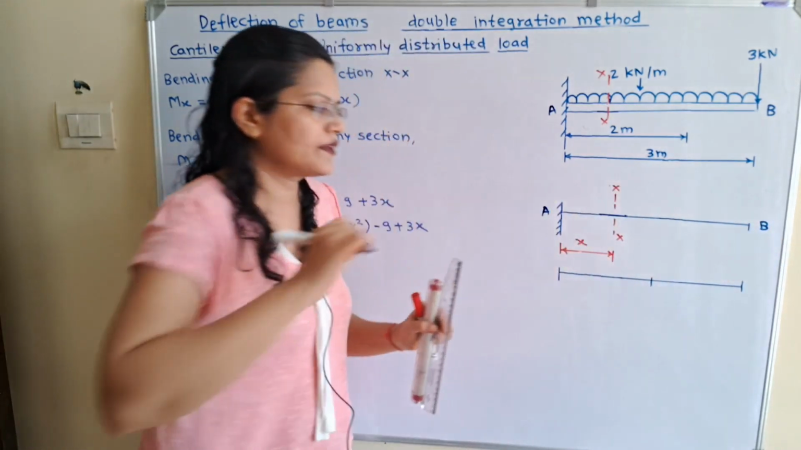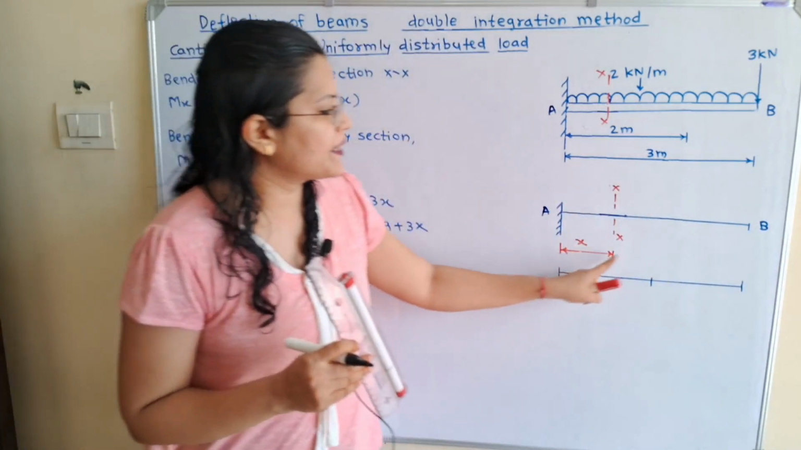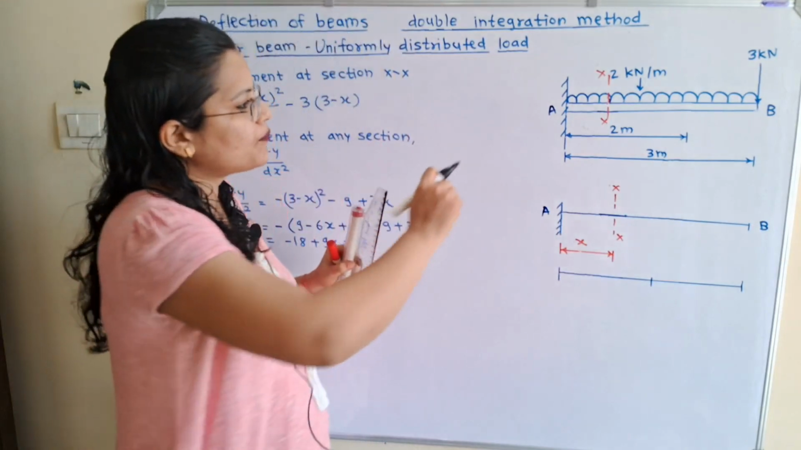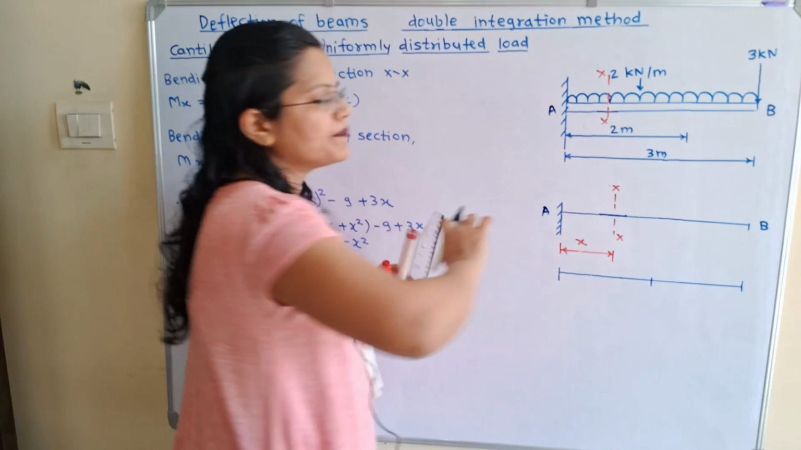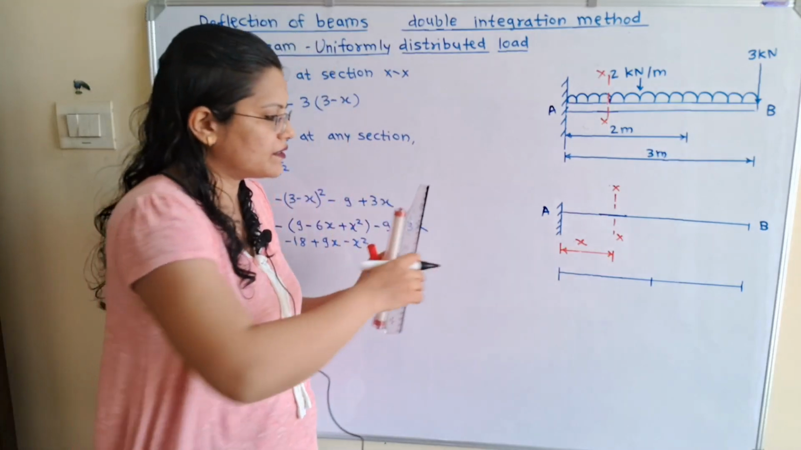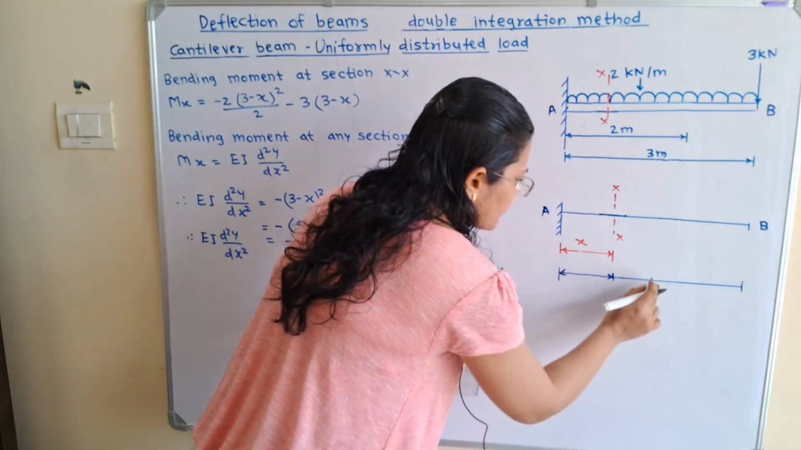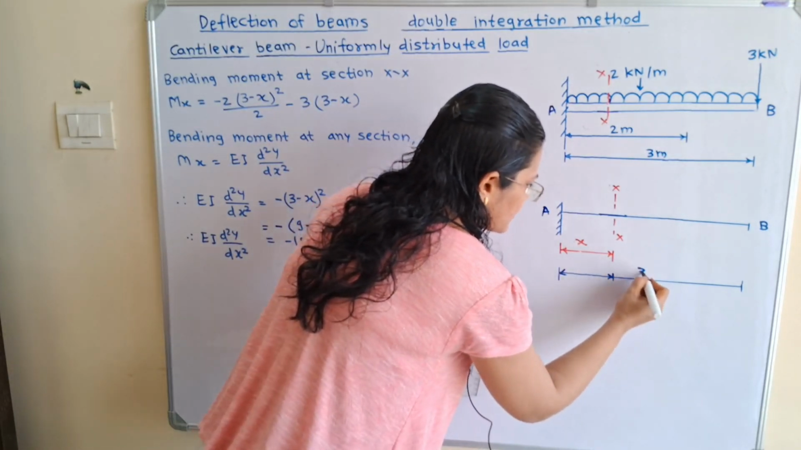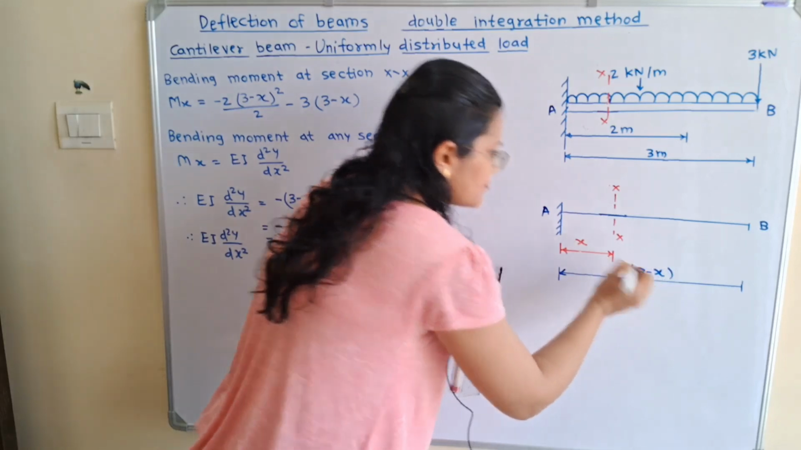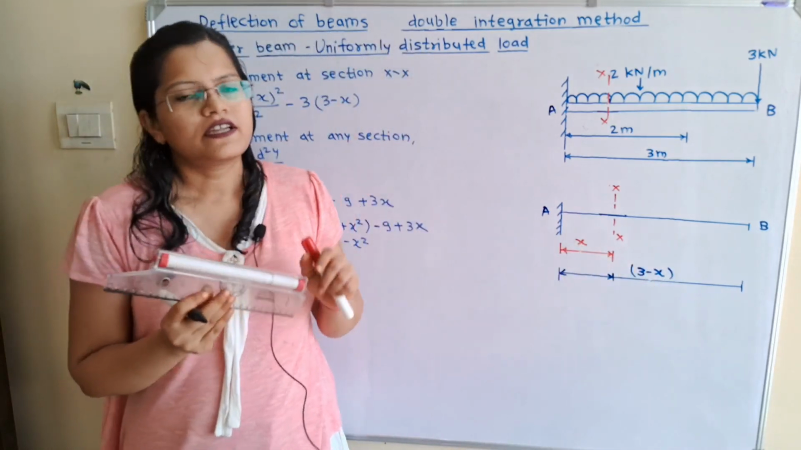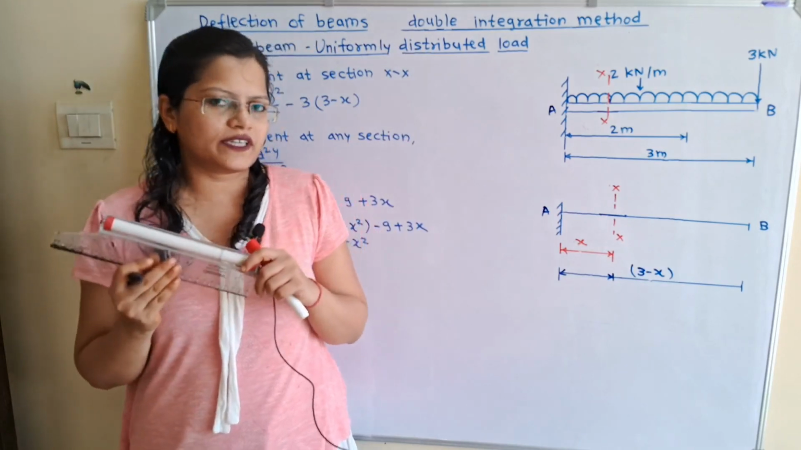Now what is the remaining distance? If we observe, the total length of the beam AB is equal to 3 meter. So the remaining distance we have to show here is 3 minus x. Now we will draw the free body diagram.